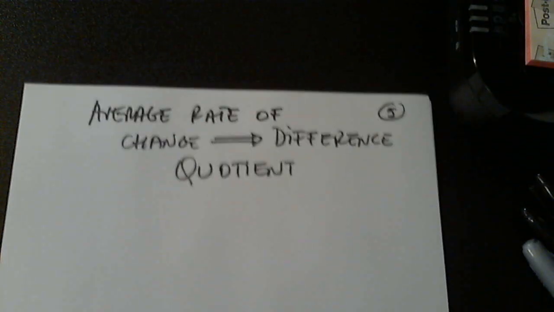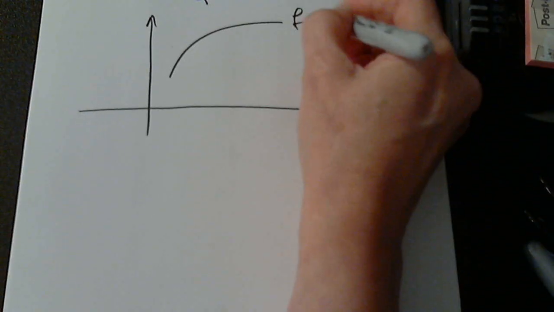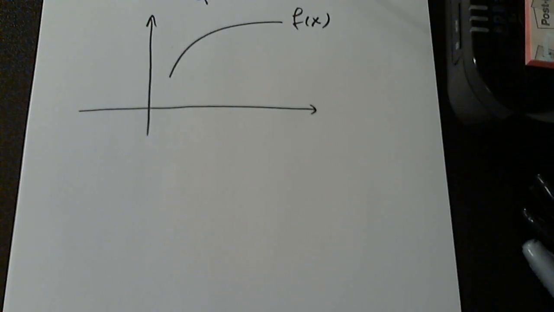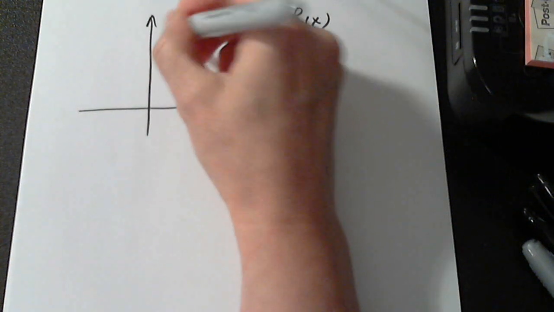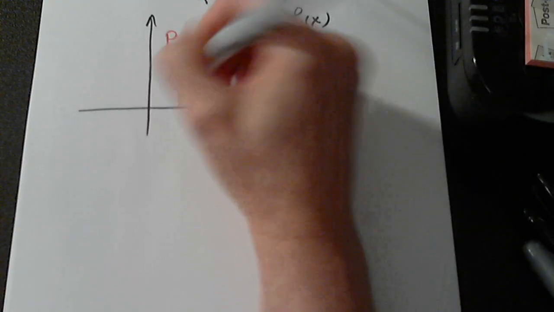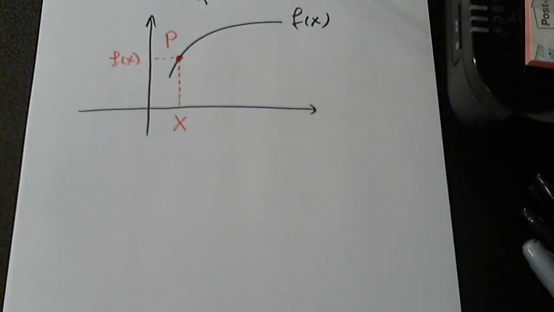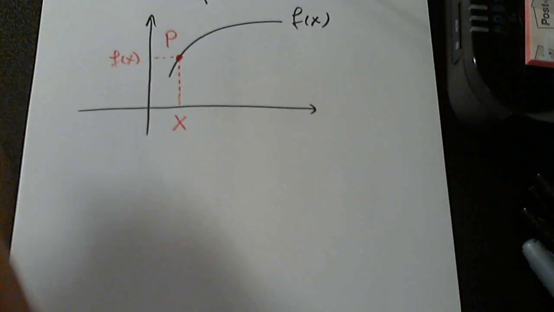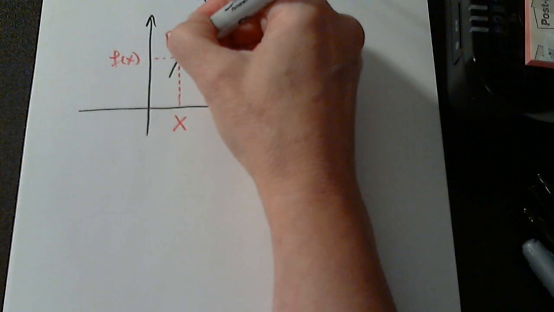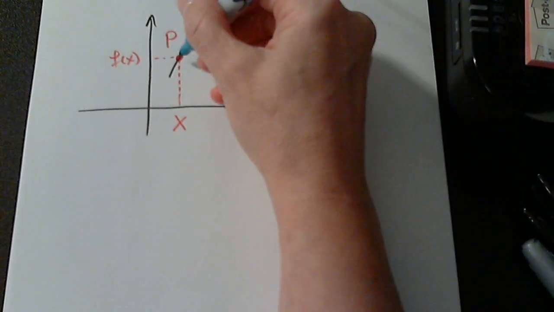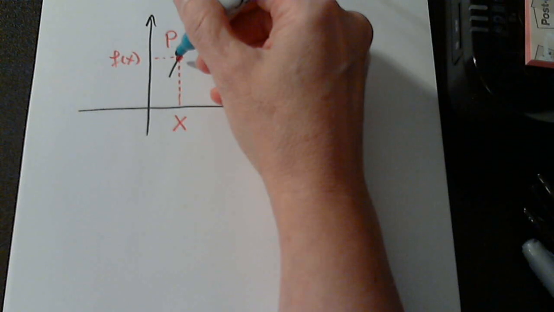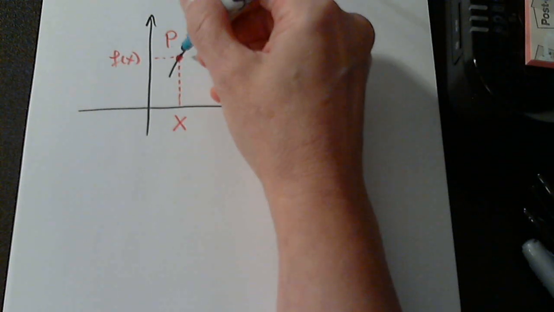I'm going to copy the same picture. We have the same function to look at, and this is our f of x. But this time, we have a point here. Let's call it P, of coordinates x and f of x. And I have another point that is right here, very, very close to P, very close, not the same point.